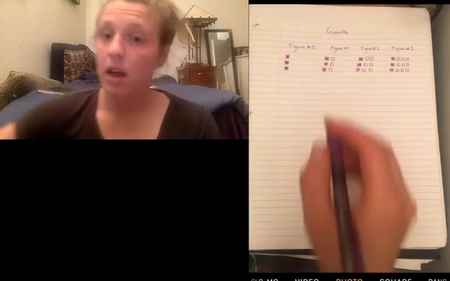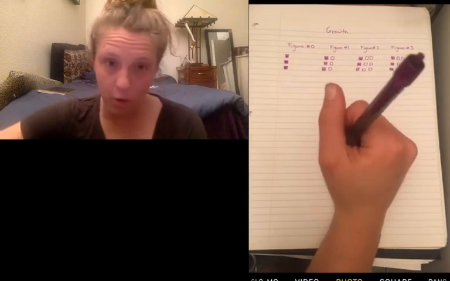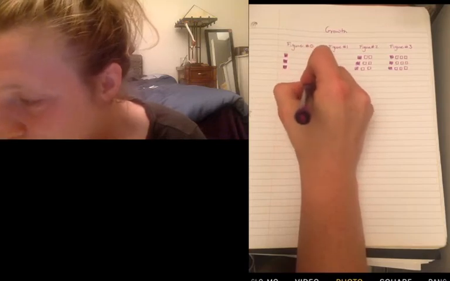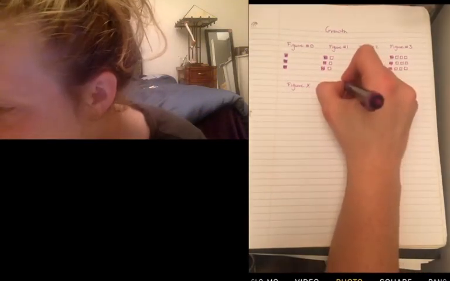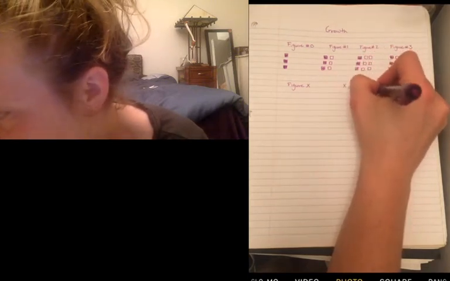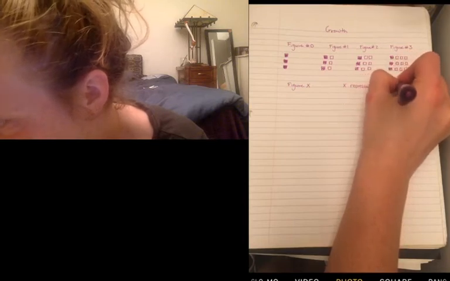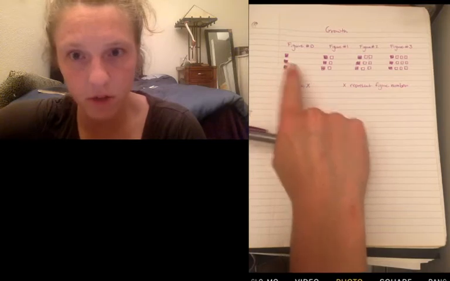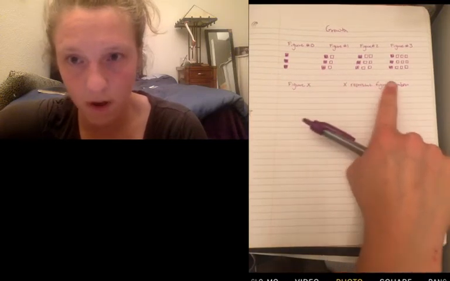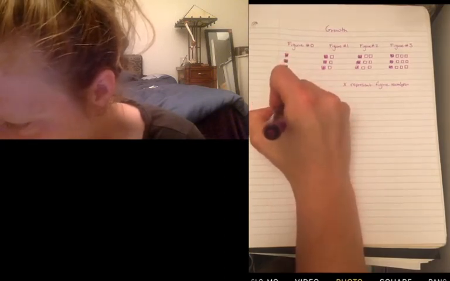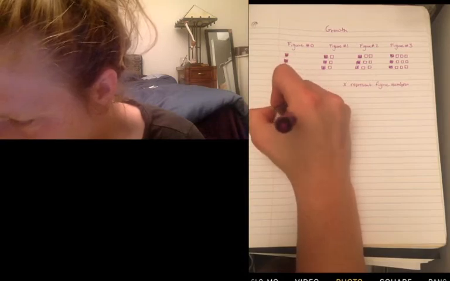So the first way that I like to think about it growing is I like to think about what figure X would look like. And X represents the figure number. Okay. And I'm just going to draw this one for you guys. Notice here that I've kept this number 3 from figure 0 each time. I kept that same one highlighted purple. So again, we're going to keep that one highlighted purple.